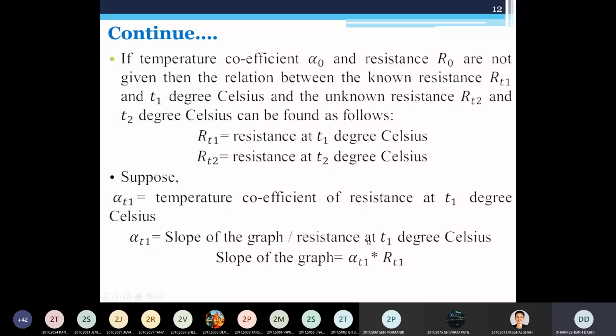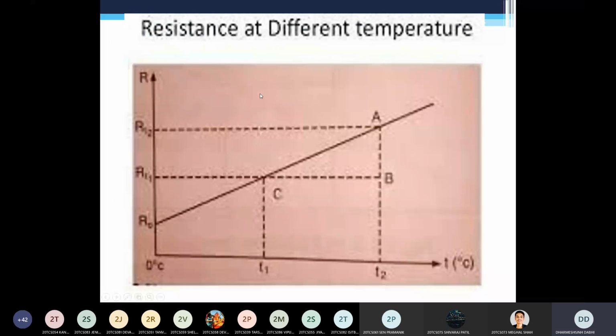Slope of the graph: you can see here, as the temperature increases, the resistance increases. I'm talking about a material which has a positive temperature coefficient. So this is a graph of positive temperature coefficient resistance. Generally, in all types of metals you get this type of graph. As the temperature increases, resistance will increase. Initially at 0 degree, the resistance is R0. At T1 temperature, resistance is RT1. At T2 temperature, resistance is RT2.